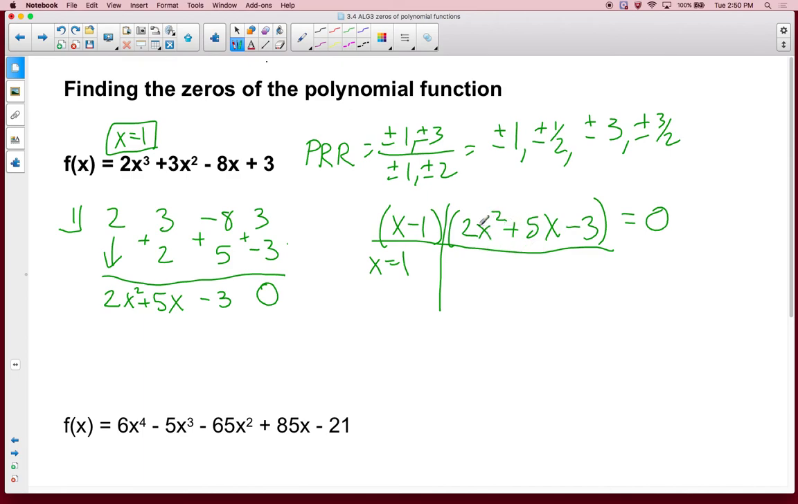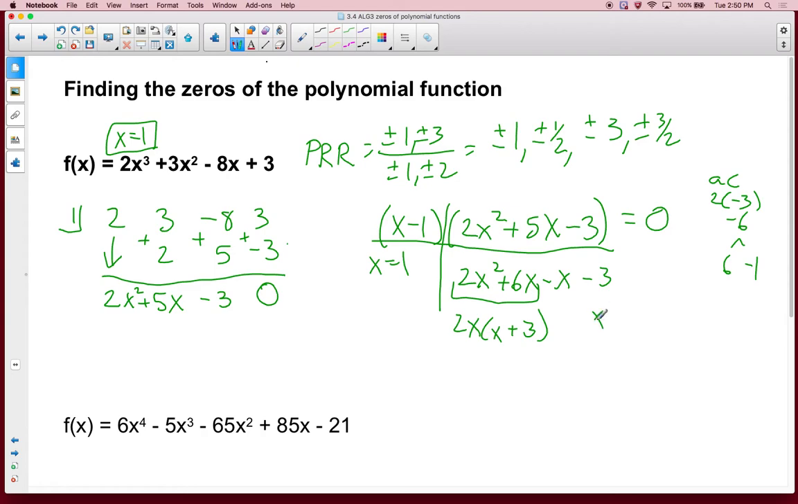And now here we can look to see if this could be factored. We go a times c, 2 times negative 3 is negative 6. Is there anything that multiplies to negative 6 and adds up to 5? We think about what that would be: a 6 and a negative 1. So I'm going to replace my 5x with 6x minus x, because that's 5x, and then minus 3. Factoring by grouping here, I'm going to take out a 2x. I'm left with an x plus 3. I know I have to have an x plus 3 left here, so I'm going to take out a negative 1.